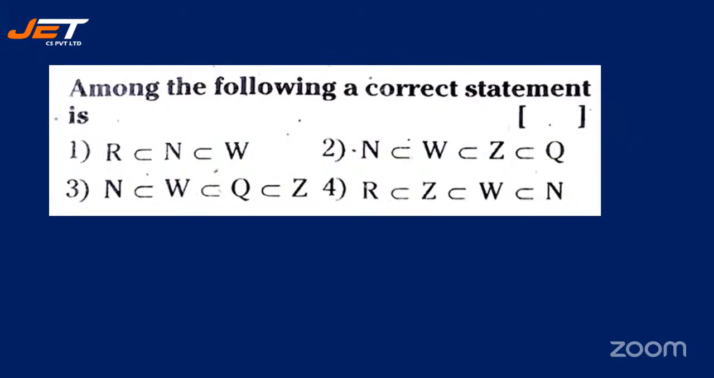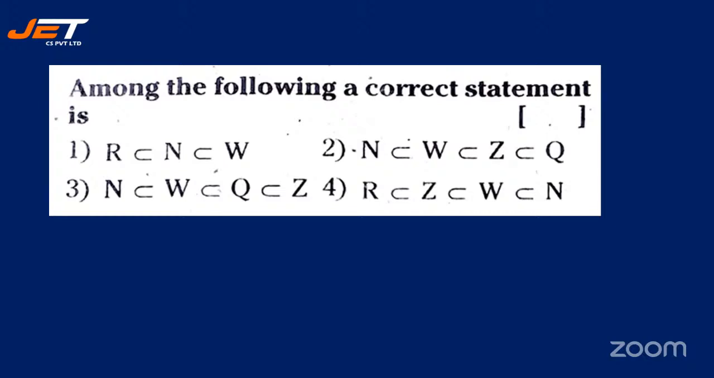Among the following, a correct statement is dash. R is a subset of N is a subset of W. N is a subset of W is a subset of Z is a subset of Q. Third, N is a subset of W is a subset of Q is a subset of Z. Fourth, R is a subset of Z, is a subset of W, is a subset of N. So in this, you need to find out the correct statement.